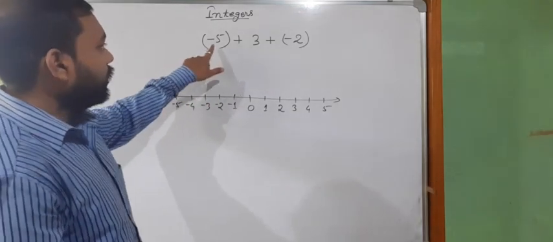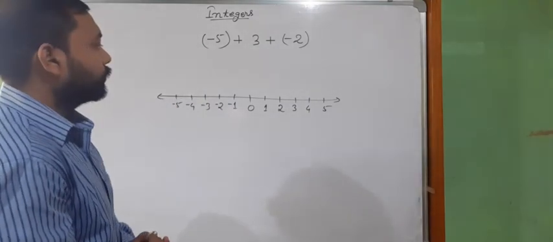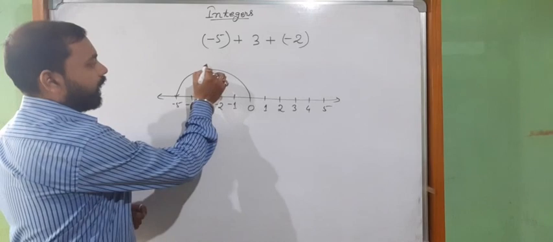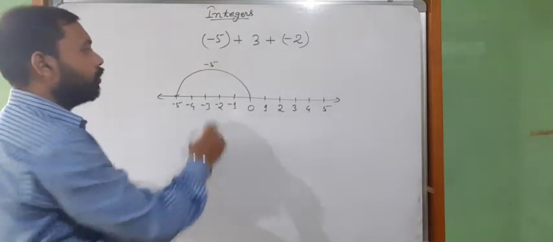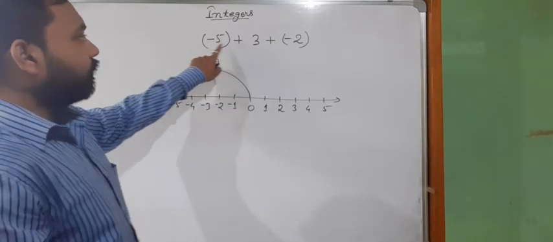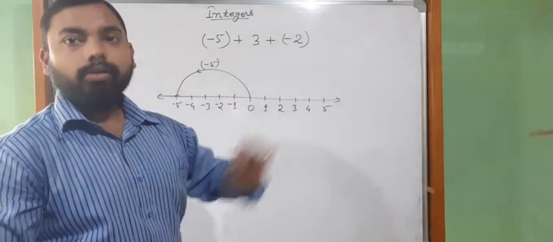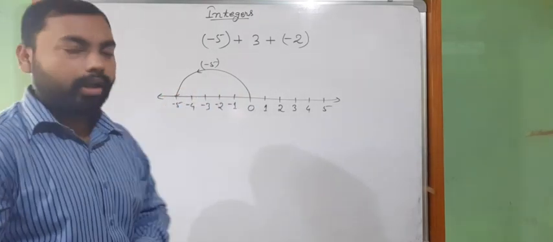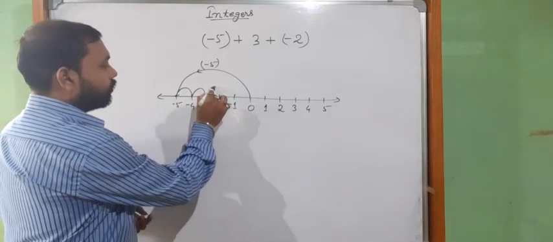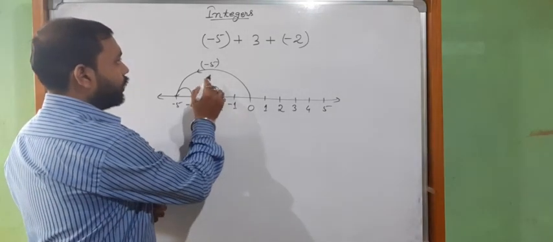Now my first number is minus 5, so from 0 we have to go to minus 5. You can write minus 5 here, no problem. Now from minus 5 you have to add 3, that is, I have to move 3 steps to the right-hand side, that is the forward direction. From here you count 3 steps: 1, 2, 3. So we have come to minus 2. You can write here plus 3.